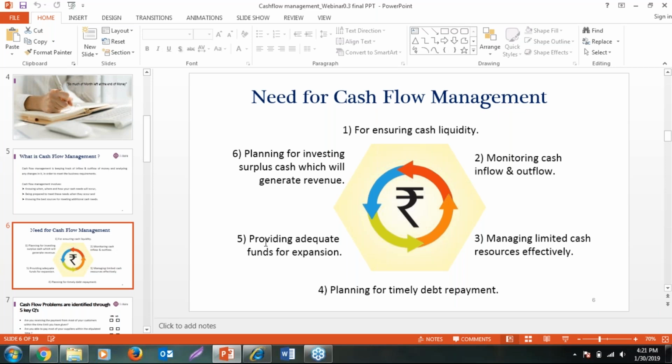So we have put certain six key points on why there is a need for cash flow management. Let's quickly go through this. I'll explain each point to you. So, to ensure cash liquidity, what is liquidity, friends? Liquid cash, that is the cash in hand. That is the cash for emergency. That is the cash which you can use, which can be disposed. That is cash liquidity.